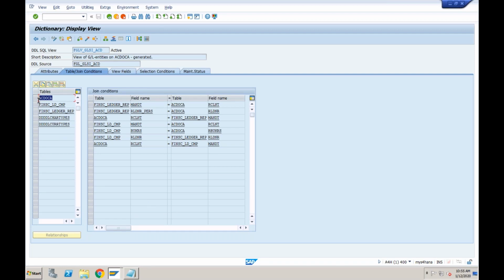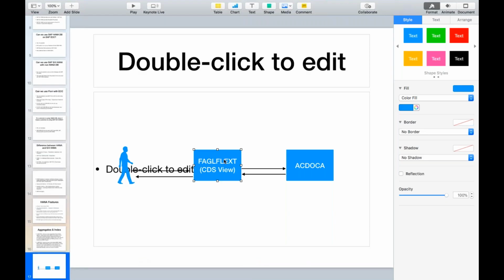So what is happening in the background? Whenever a user asks for any information from this table, it will go in the background, take the information from the main tables, and that information will be available to the user without the need to worry about what has happened to FAGLFLEXT. So what is the benefit? We don't need any memory to store the data in FAGLFLEXT. We don't need to have any aggregates or total tables. Still, we are getting the same benefit, and that too at a much faster speed compared to the old database.